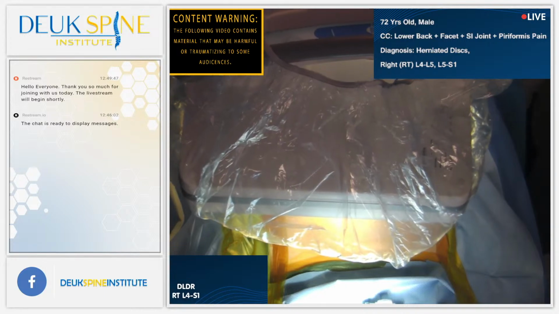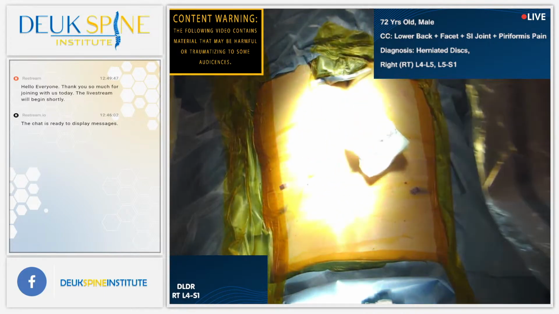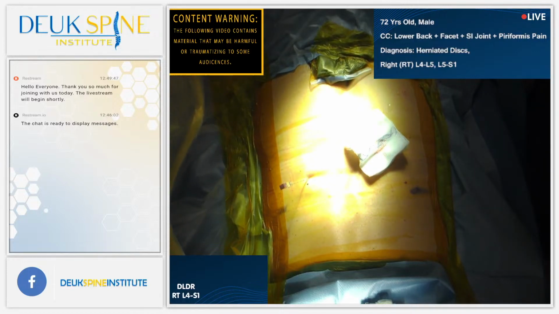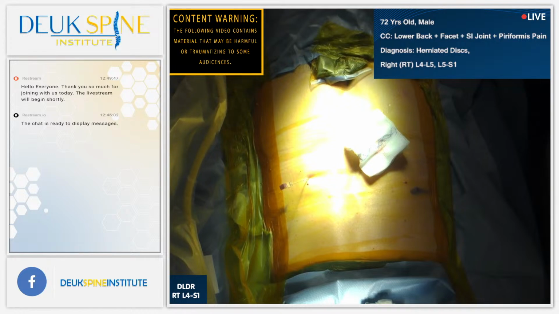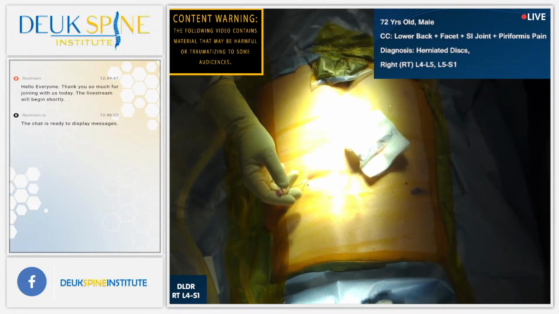Yep. Let's go to a lateral, please. You can see that giant facet joint there. So we're going to be treating all 11 sources today. We're going to break this up into 3 separate live streams. We'll start with his discs.